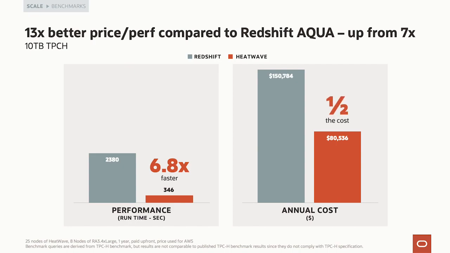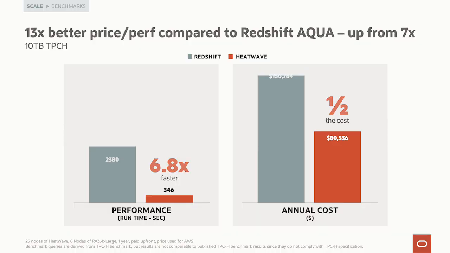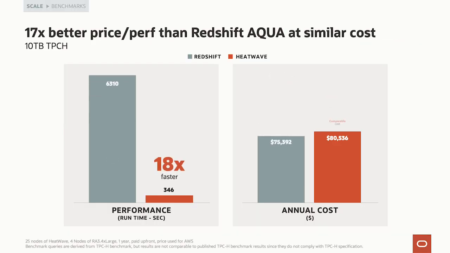Now, you think maybe what Oracle did is we picked the exact right point between performance and price to give us the maximum possible, 13x better price performance. How about what we do is we make Redshift cost the same as MySQL HeatWave. To do that, we've got to go from 8 Redshift nodes down to 4 Redshift nodes. Well, when we do that, they now are slightly cheaper, very slightly cheaper. Well, now we're 18 times faster. So we get 17 times better price performance. If you spend the same amount of money in Redshift, you get to run 18 times slower. That's not a good deal.